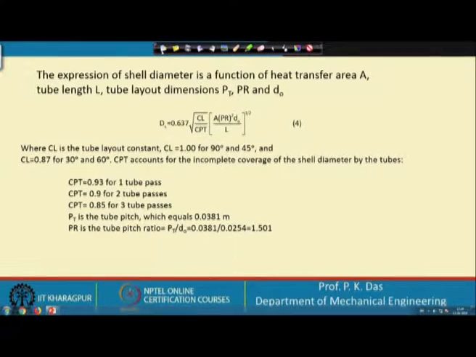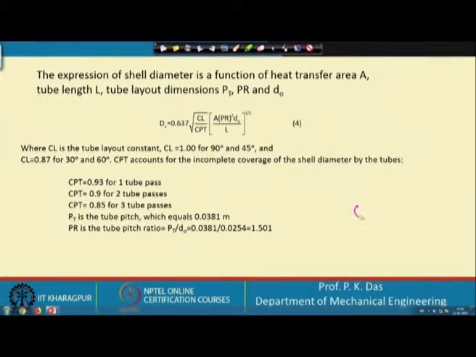What we would like to say is that this CL can be taken depending on the tube layout, and CL is equal to 1 for 90 degree and 45 degree, let us take that. And CPT accounts for the incomplete coverage of the shell diameter by tubes. See what is happening: we cannot bring a tube very close to the shell. So, sometimes though half a tube will come, we avoid having any tube there.